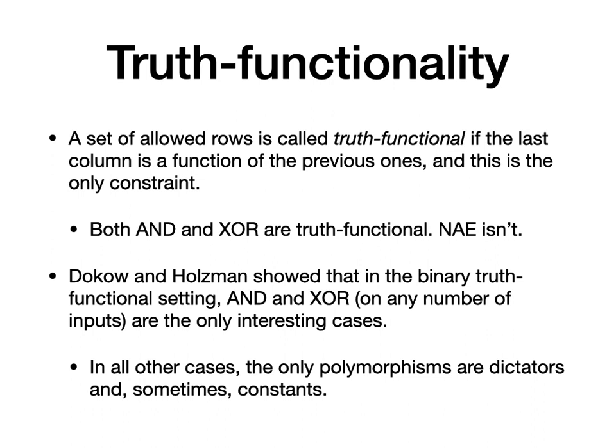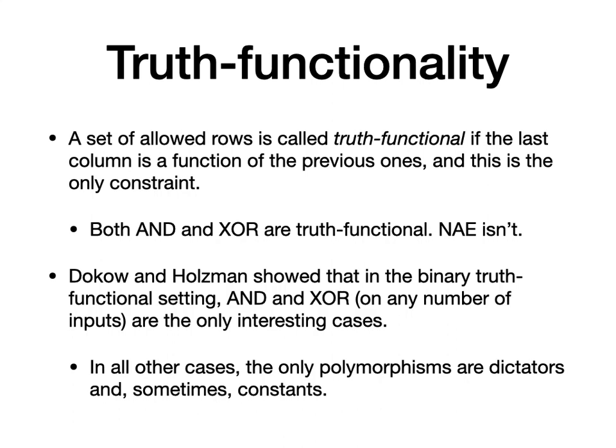So why focus on the truth functional setting? This is because of a result of Dokov and Holtzman. They showed basically that the only interesting cases are AND and XOR. In any other case, there are no polymorphisms besides dictators and, in some cases where it's appropriate, constants. So the 2 most challenging questions are XOR, which corresponds to linearity testing, and AND, which is what we handle in this work.